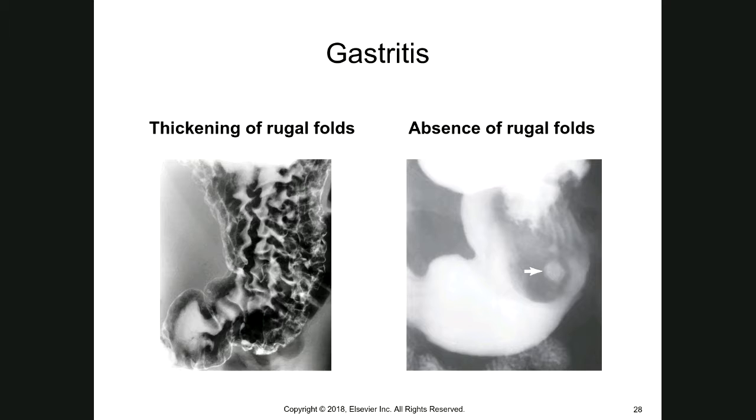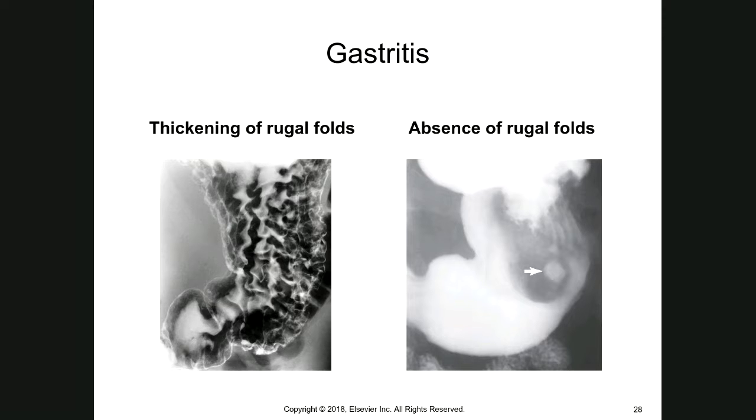A lot of times, if it's acute, then there's severe symptoms of pain and a lot of discomfort. But if it's chronic, then it kind of comes and goes. Sometimes diet changes can bring it on, stress brings it on, but you've got thickening of those rugal folds throughout the entire stomach.